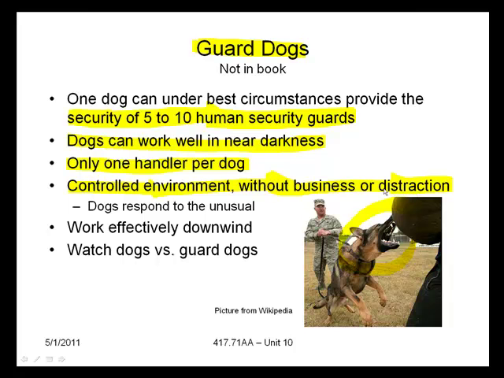A silent perimeter at night when all is quiet is probably best. Using a guard dog in a crowded business district may not be very useful. They tend to respond to the unusual. They are not extremely intelligent. If something seems out of place, they will react to it, whether that out of place is good or bad. They work effectively downwind owing to their sense of smell.